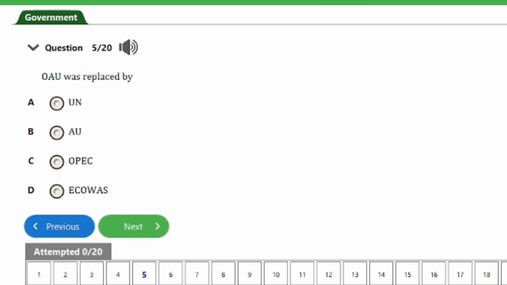Next question number 5, it says, OAU was replaced by A. UN, B. AU, C. OPEC, D. ECOWAS. So guys, the answer to this question obviously is option B, that's AU. So let's head on to the next one, guys. We have question number 6, it says, NEPAD was adopted during the OAU summit held in A. Abuja, B. Lusaka, C. Tunis, D. Cairo. So guys, the answer to this question is option A, that's Abuja. And that's it for this question. Let's go ahead and consider the next one, guys.